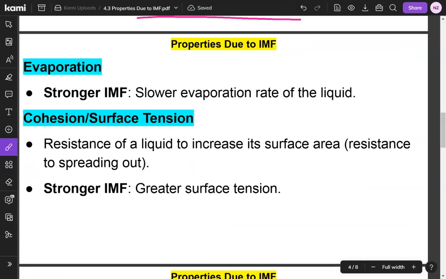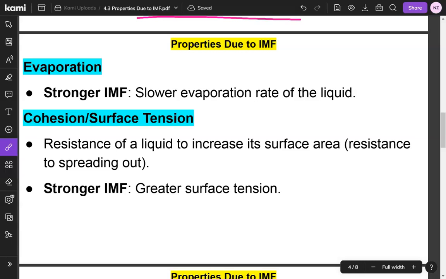All right, the next two properties that we're going to talk about are evaporation and surface tension. So evaporation, we've seen before. Maybe you've spilled a liquid and you've just left it out, and over time, that liquid will eventually evaporate. It'll disappear. If something has strong intermolecular forces, it's going to take more time for it to evaporate because, again, those molecules are being held tightly together. If something has a weak intermolecular force, it's going to evaporate very quick.